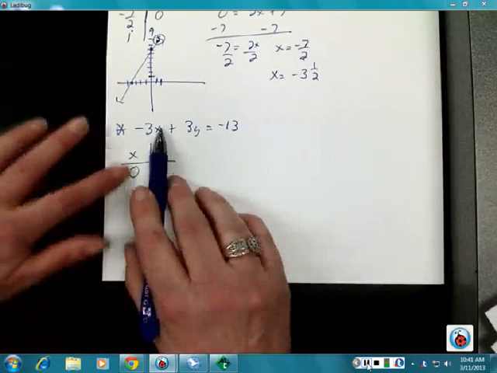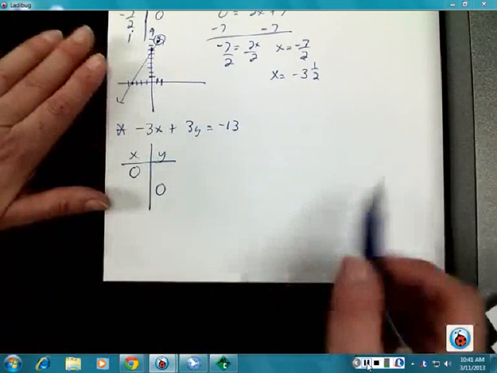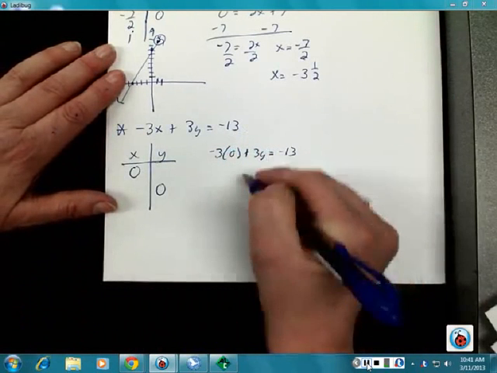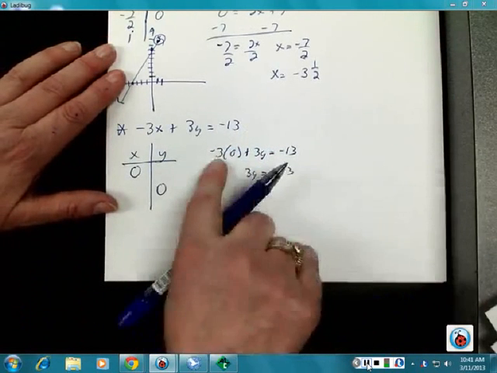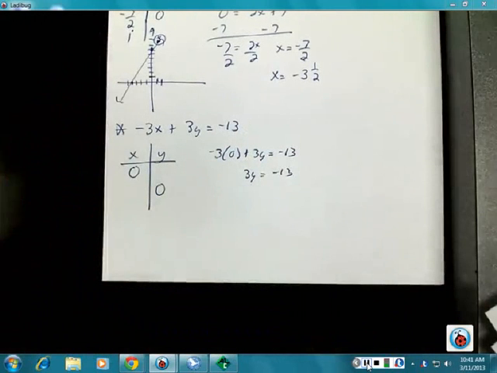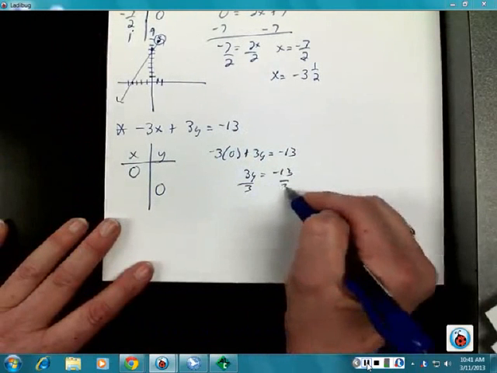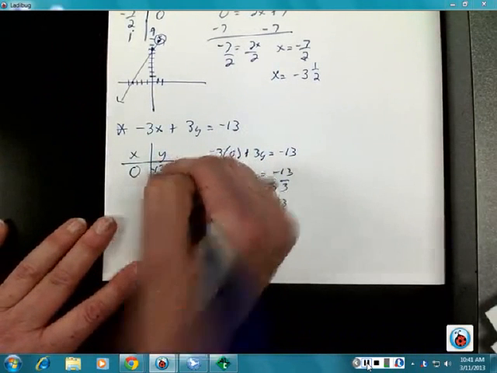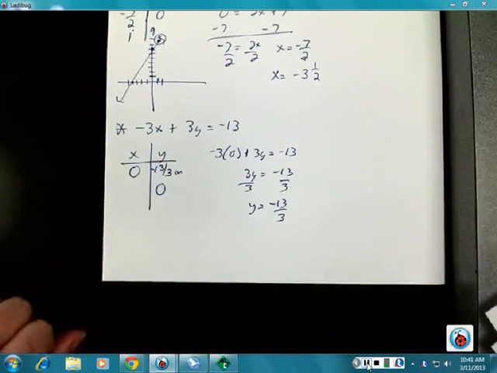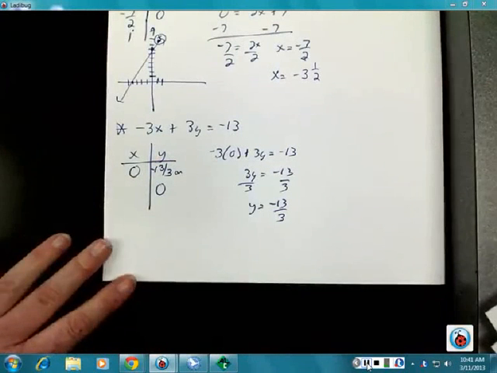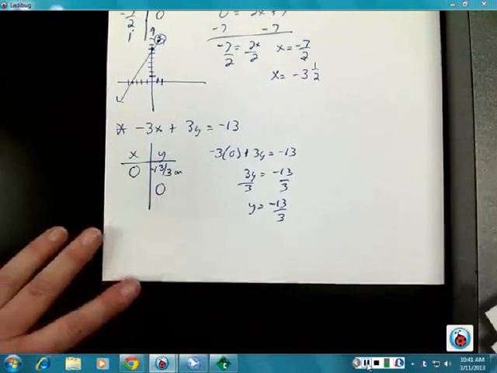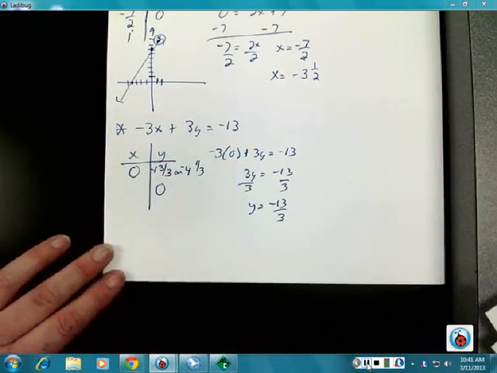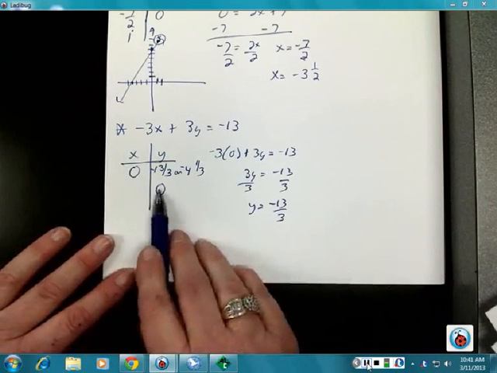So if I put 0 in for x, what's y going to equal? Negative 3 times 0 plus 3y equals negative 13. So 3y equals negative 13, because 0 times negative 3 is 0. Divide by 3. Y is equal to negative 13 thirds. What is that if I work that out? 3 goes into 13, 4 with 1/3 left over, I think. 4 1/3.